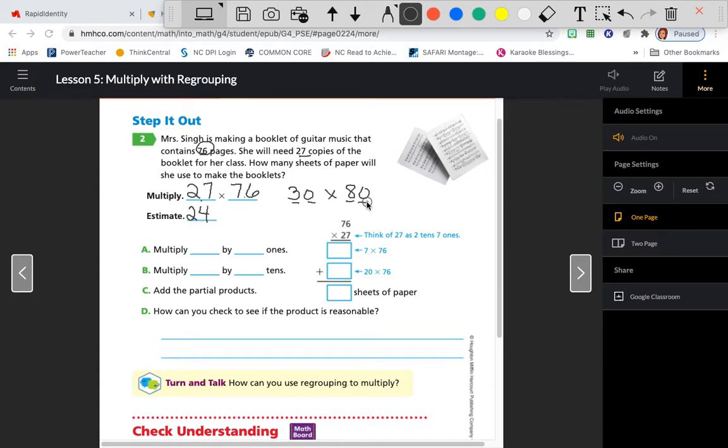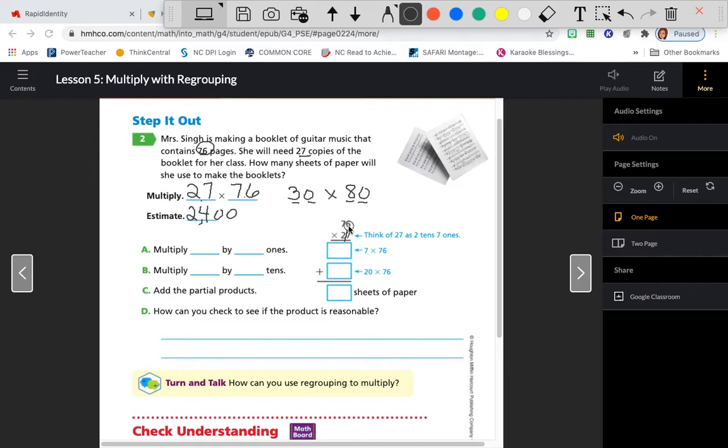Then we have 2 zeros, so we're going to include those 2 zeros in our estimate, and we have 2,400. So we know that our estimate needs to be close to that. All right. The first thing we're going to do is think of 27 as 2 tens and 7 ones. So we're breaking this number apart, and that's how we're going to multiply. We're going to take that top number and multiply it by the tens, and multiply it by the ones.